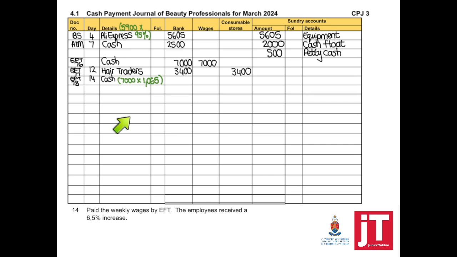Now you would notice I said 1.065. If you take 106.5 divided by 100, that's what it will equal. It gives you exactly the same answer. We paid 7,455 for what reason? For wages.